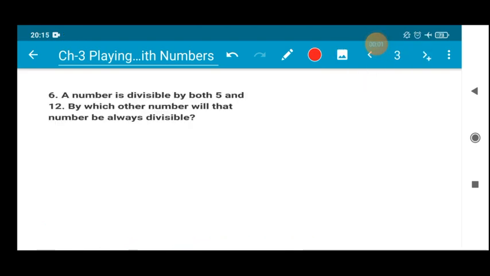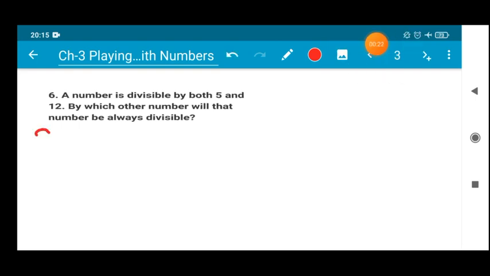Question number 6 states that a number is divisible by both 5 and 12. Okay, a number is there which is divisible by both 5 and 12. By which other number will that number always be divisible? So it is stated that a number is there which is divisible by both 5 and 12.